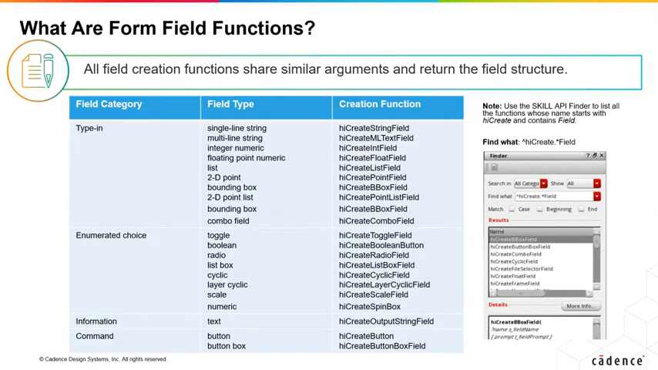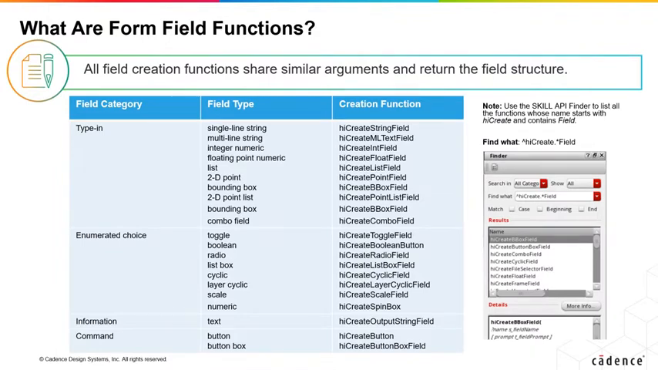So what are form field functions? All field creation functions share similar arguments and return the field structure. Here's a table with some common field types that you might be interested in. The first column indicates the field category, if it's a type in, enumerated choice, information, command. The field type then is single line string, multi-line string, etc. And then the actual creation function itself that you would look up.